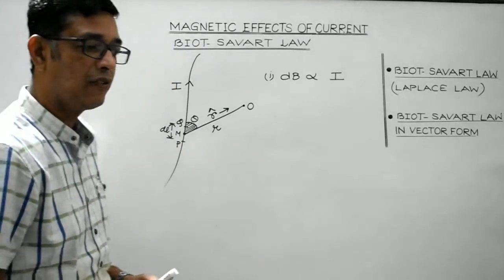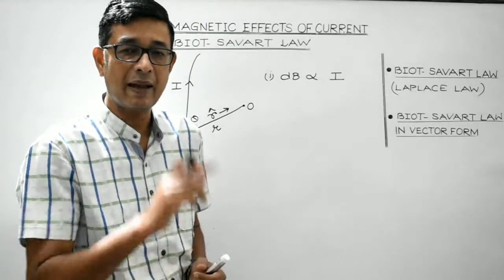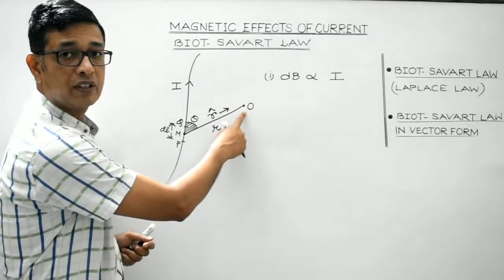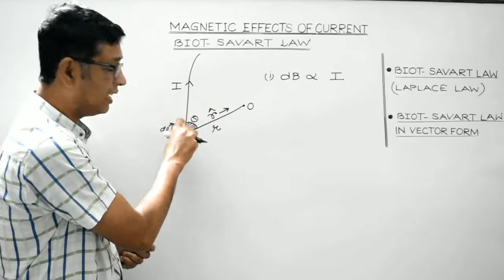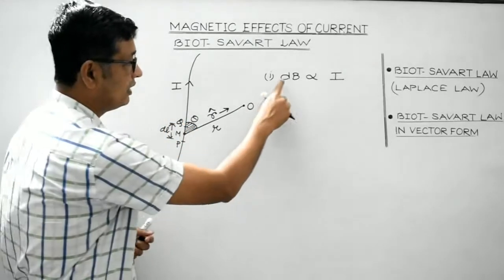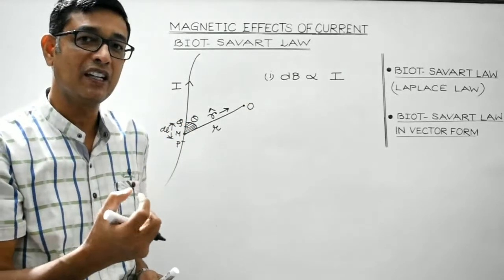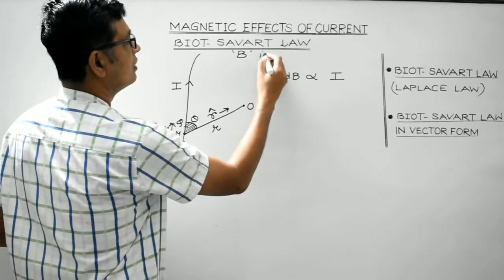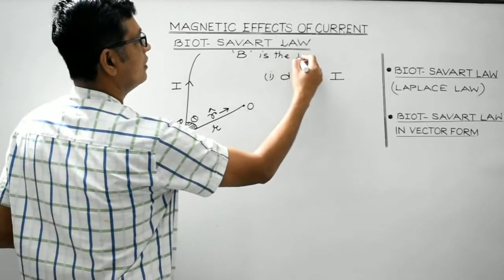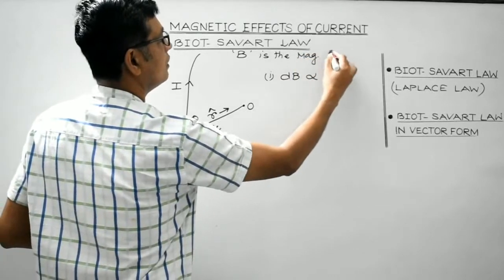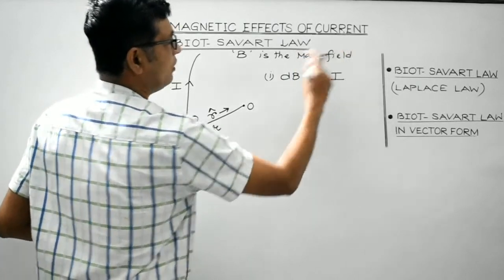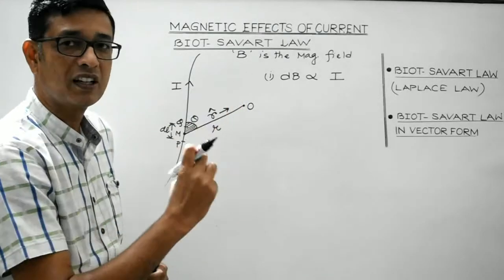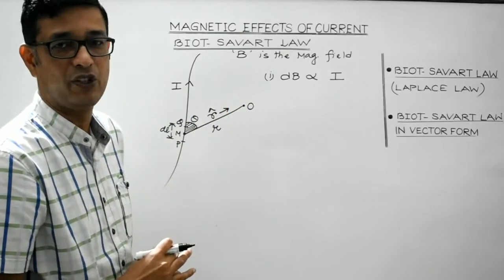Look students, magnetic field is normally represented by capital letter B. So here at this point we are trying to calculate the magnetic field due to this small elementary portion. So dB represents small magnetic field. B is the magnetic field. So dB will represent the small magnetic field at point O due to the small current-carrying elementary portion PQ.